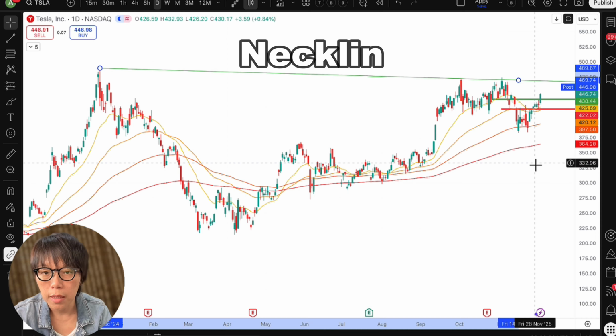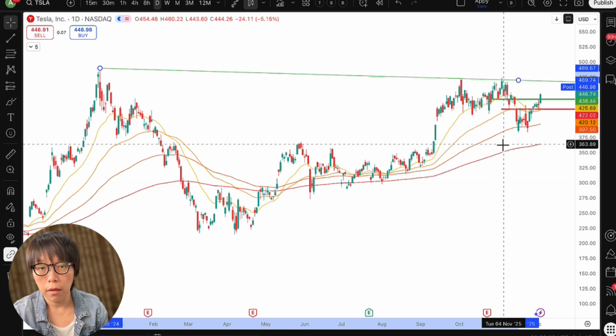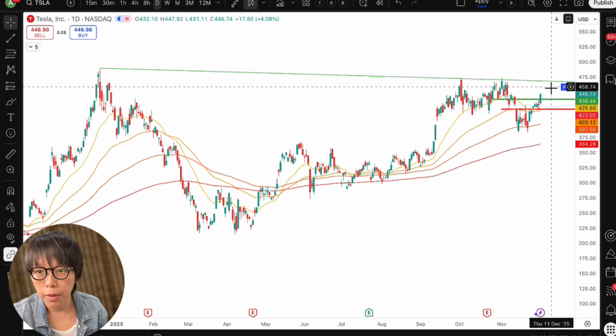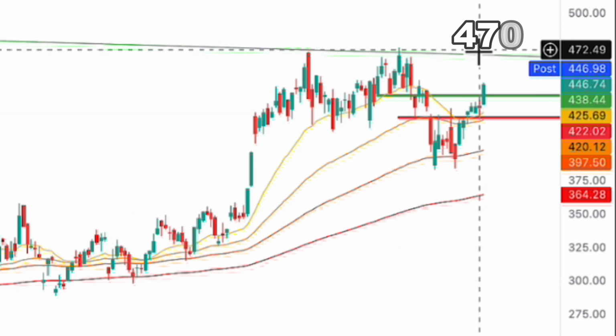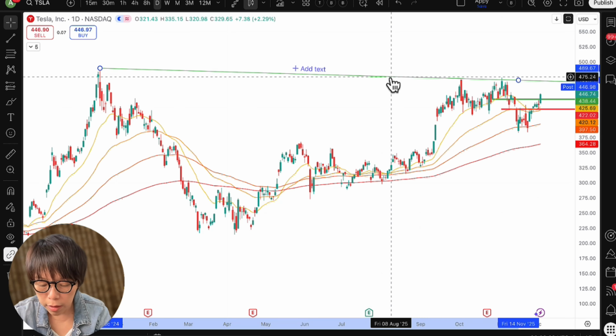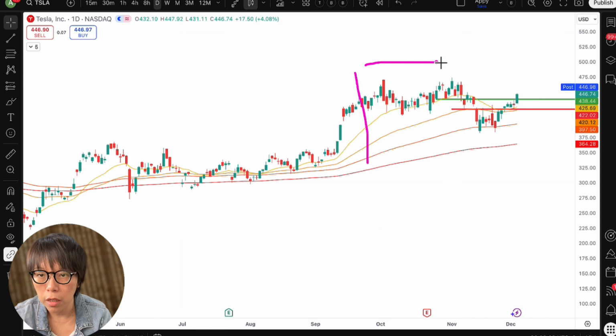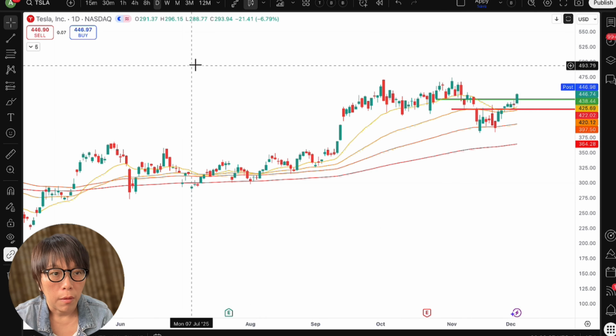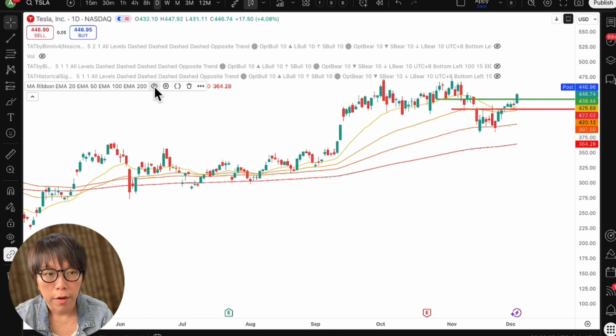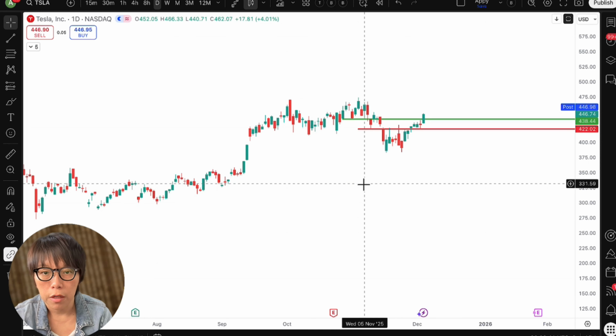This means that in order to confirm this cup and handle, Tesla must close above the neckline, which is somewhere around 470. But in this video, I want to focus very much on what's happening in this region here, that is, what's happening in the cup area. Let me just remove the moving averages and focus on this area.